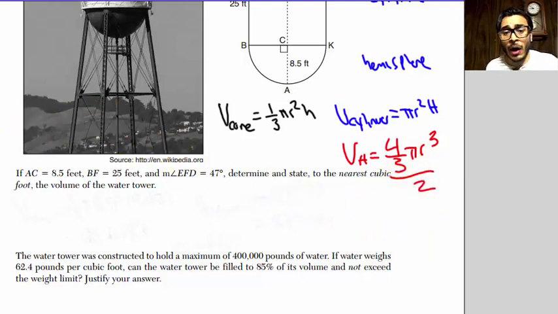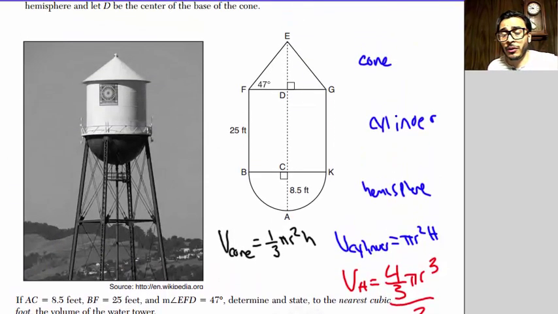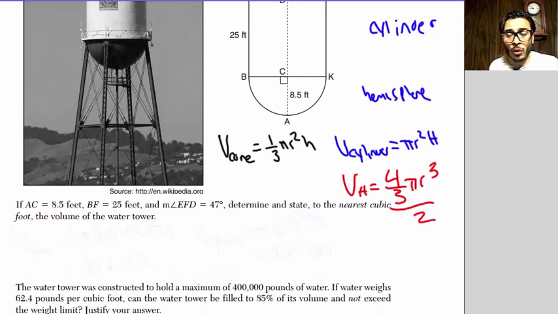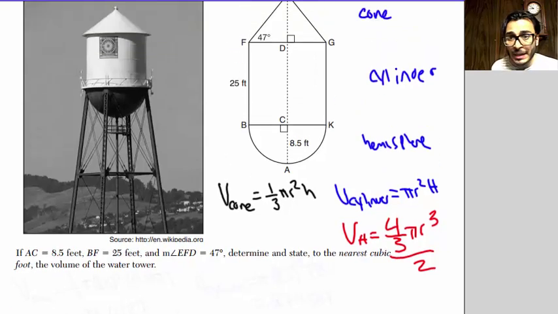All right, so now, to find the volume of the water tower, so the water tower is made up of the three objects, right? The cone, the cylinder, and the hemisphere. I have to find the volume of those three objects and then add it up, and I'll get the volume of the whole water tower. So let's begin with the cone. So there's the formula for the volume of the cone. To find the volume of a cone, you need a radius and a height. Now, the radius is 8.5. Why is it 8.5?